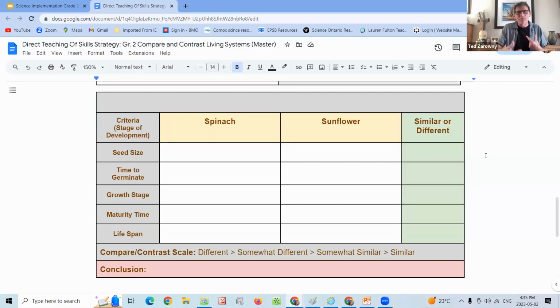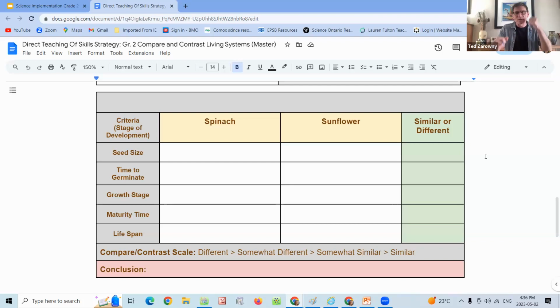And then we observe, we put in what it is for spinach, for sunflower, and then we go across based on criteria 1, are they same or different? Criteria 2, are they same or different? And there's a little compare contrast scale because sometimes they're very different, somewhat similar. And at the end, we make a conclusion. Based on the information that we gathered here, the growing cycles of a sunflower and spinach are somewhat different or very similar, whatever the case might be. Now, this may be over the heads of grade 2, depending on where they're at, maybe something they can do by the end of grade 2.